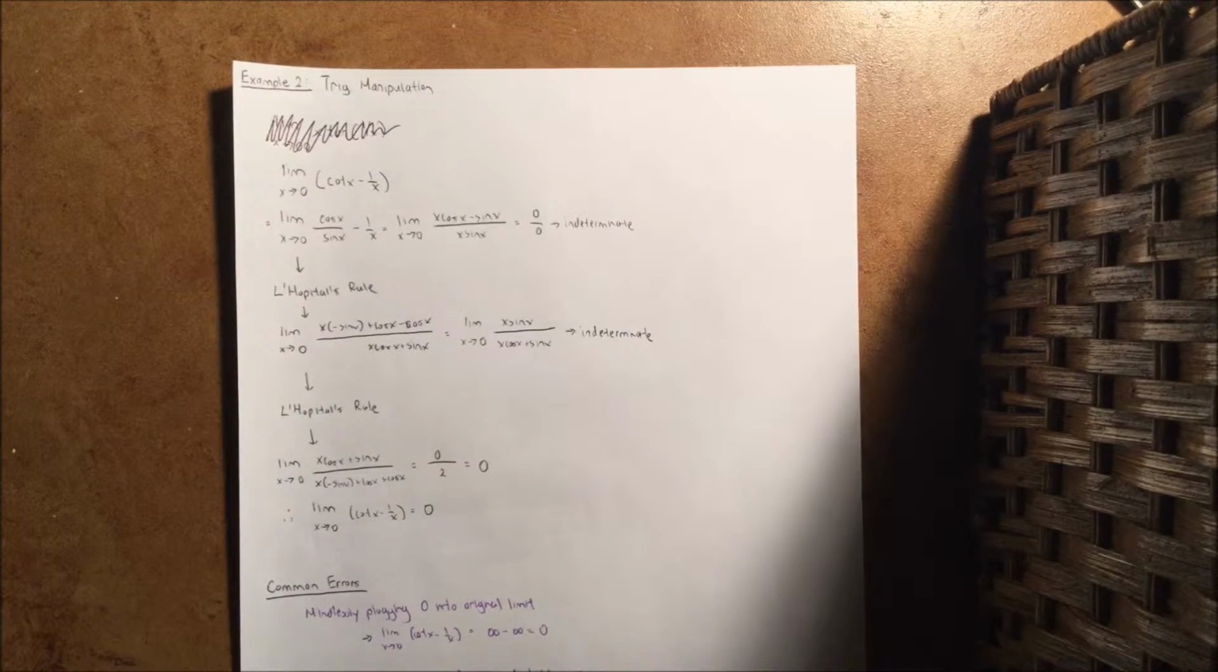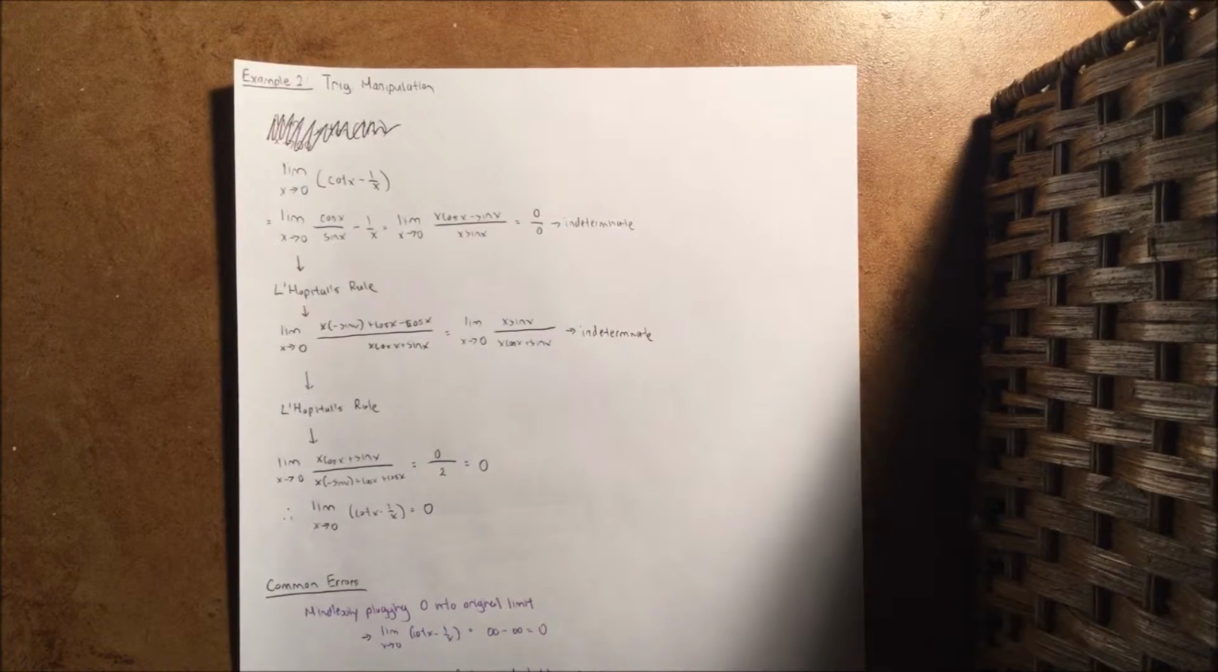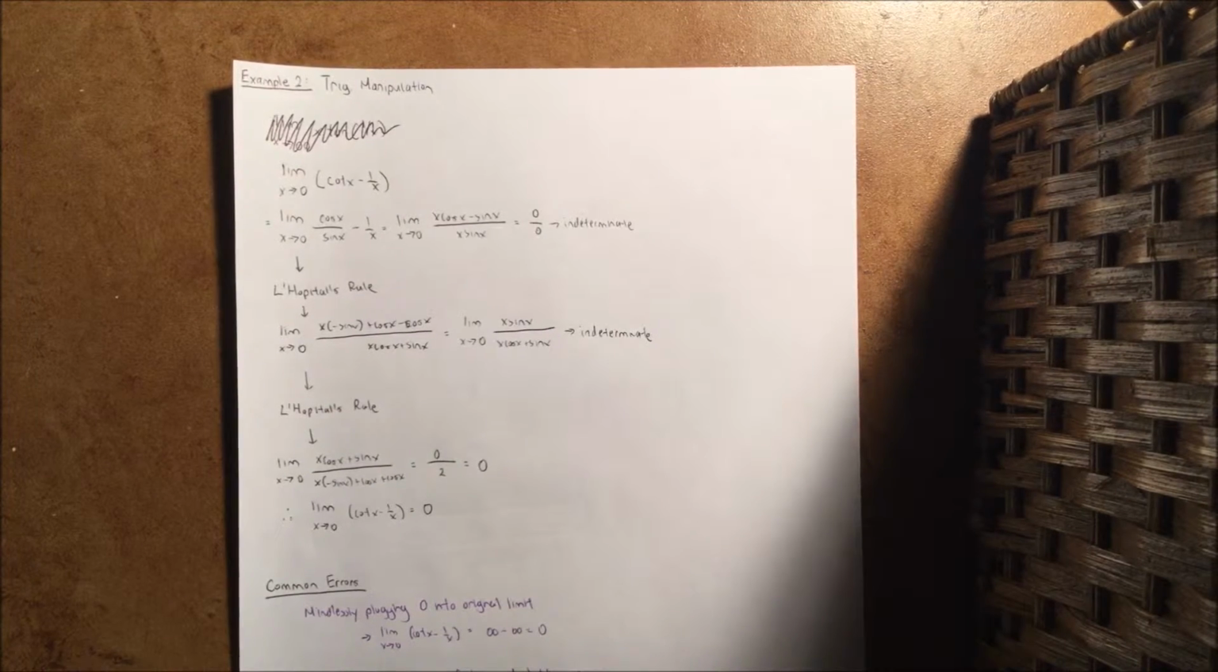So, in our first round of L'Hopital's rule, we find that our limit is now equal to, when simplified, the limit as x approaches 0 of x times sine x all over x times cosine x plus sine x, which is also indeterminate. So therefore, we take L'Hopital's rule again, and in the final round, we get the limit as x approaches 0 of x times cosine x plus sine x all over x times minus sine x plus cosine x, which is equal to 0 over 2, which of course is equal to 0.